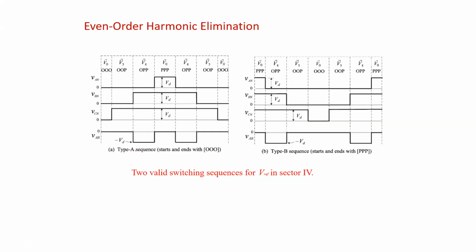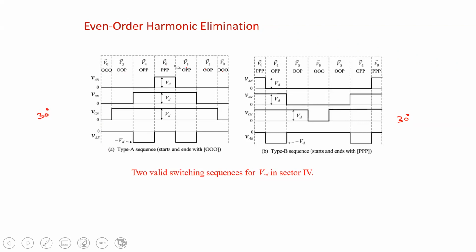This is for the first 30 degrees. This is for the next 30 degrees in sector 4. It again starts with 0, 0, 0. Next we have 0, 0, 0, P0, then the V4, V5 vector, and then the V0 vector. This remained the same, so there is no change at all.